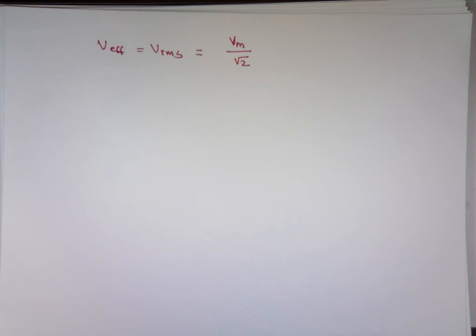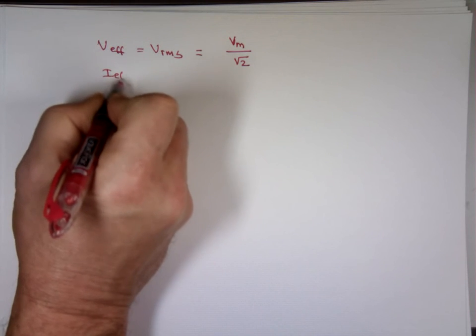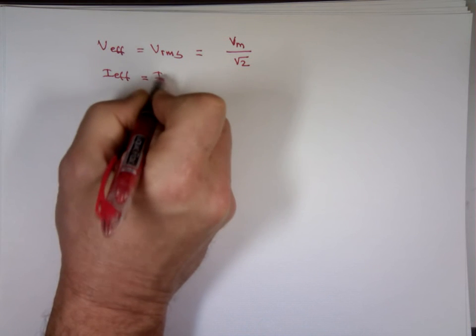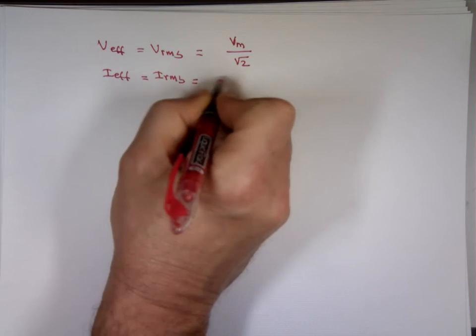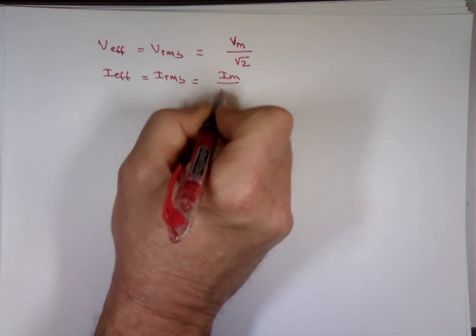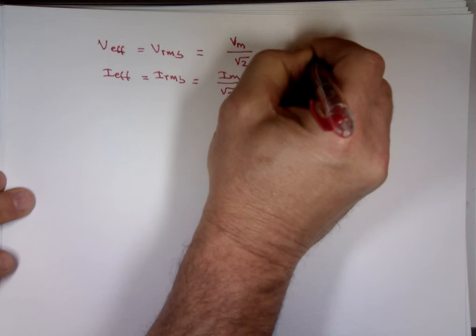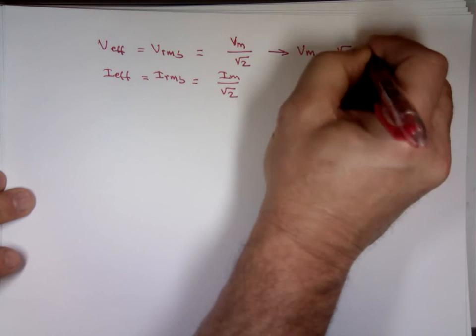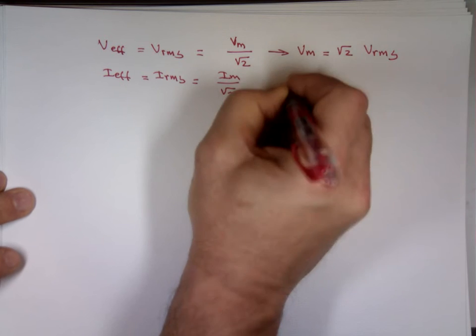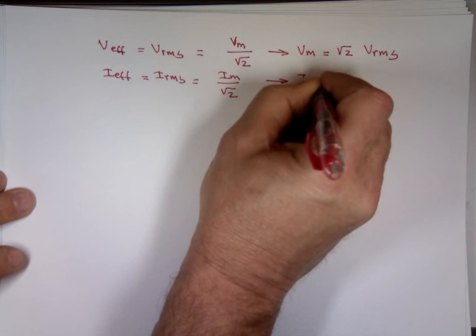I effective, or I RMS, equals I maximum for a sine or cosine divided by the square root of 2. If it's not a sine or cosine, look at the previous videos. We found different answers. It's not always the square root of 2. It depends what shape we have. We did that maybe 2 videos ago. If you do the math here, you will notice that V max equals the square root of 2 times V RMS. And I sub max is the square root of 2 times I RMS.